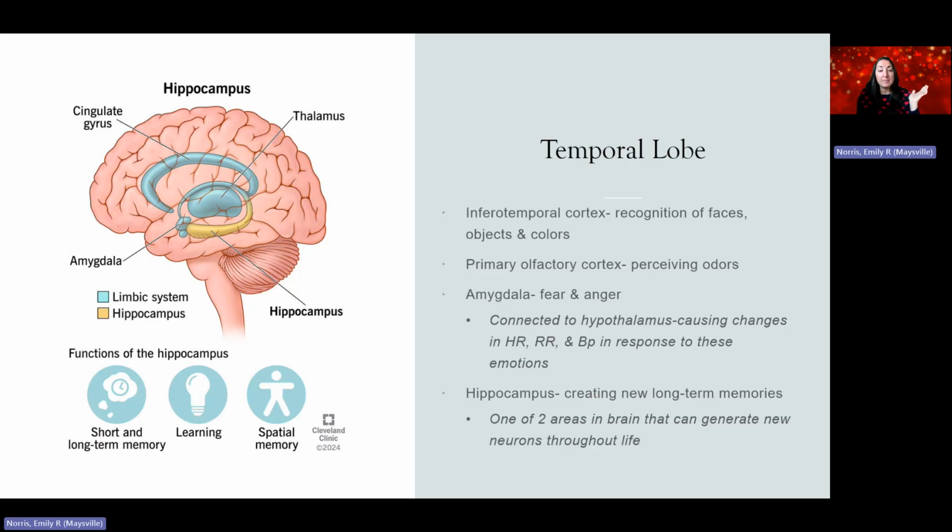But this area, the hippocampus, can continue to make new neurons throughout your entire life. So that's why even in your 80s, you can create new memories. If you didn't have that ability, then you wouldn't be able to after a certain age. So you can continue to learn and create memories throughout your entire life.